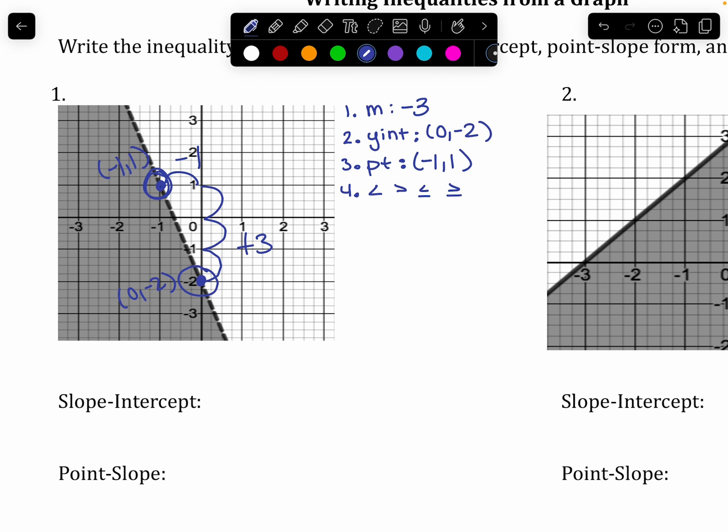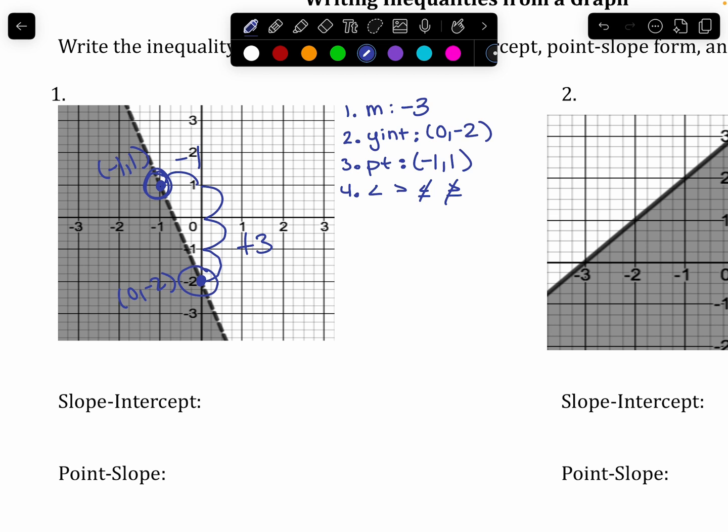And then on number 4, we are going to do a process of elimination to determine which inequality symbol we have to use. First thing you do is look at your line. Is your line solid or dashed? My line is dashed, which means that the ones with equal signs do not work here. Equal signs mean that my line is solid. This line isn't solid, it's dashed.